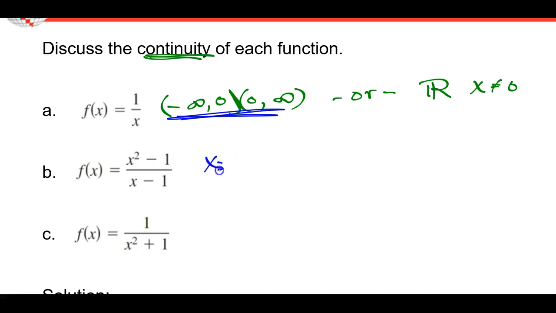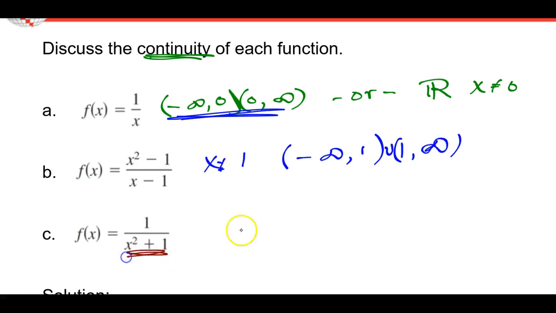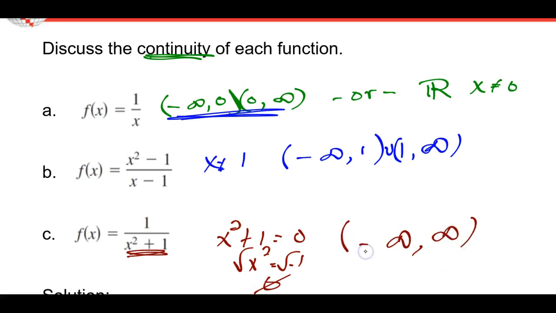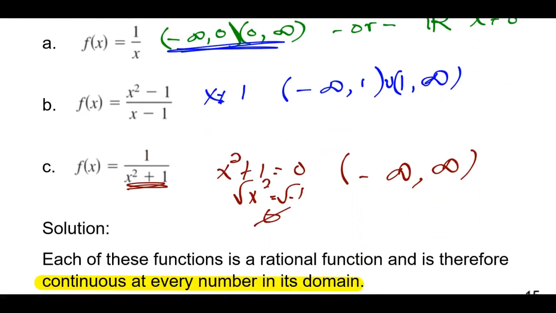Here, everything but x can't be 1. So again, interval notation up to 1, and then sometimes they even put in union with 1 to infinity. The computer, if you're doing your online homework, will help you out with that. And then this one, believe it or not, there is no time that x squared is equal to negative 1, because you can't take this. So since it's never undefined, you would say it's defined everywhere from negative infinity to infinity.